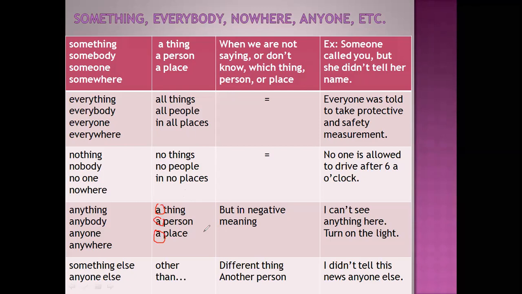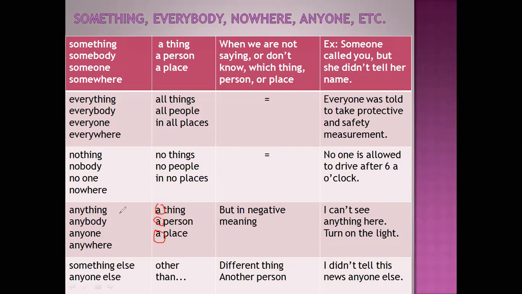Is something unclear? It is unclear, right? Yes, unclear. Something is not clear. That means anything, anybody, anyone, anywhere refers to singular, as you said, Miriam. Second thing, which is not clear. Also, we use them in negative sentences.